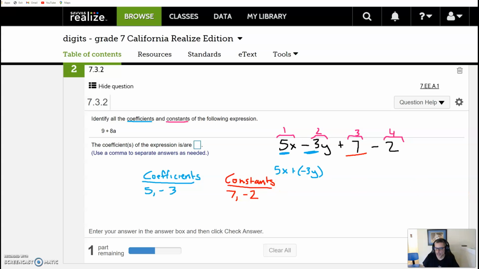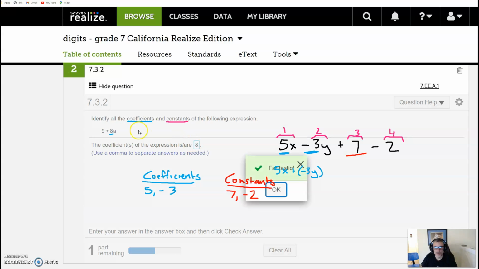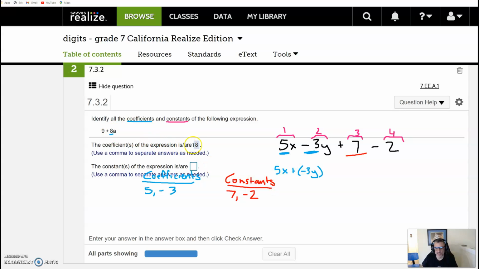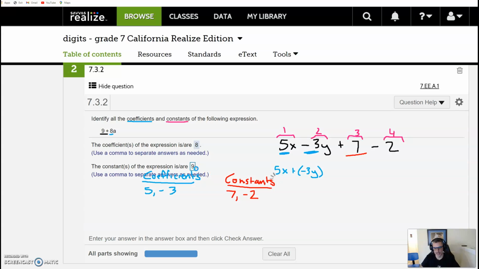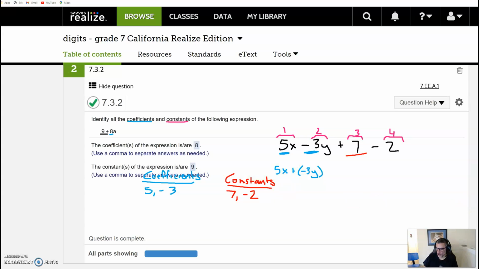Now, let's look at the example they give us. The first thing they want is the coefficient. Coefficient is the number being multiplied by the variable. There it is. So that's going to be an 8. You might have more than one. Notice it says use commas. So if you have more, like I did here, then you would put 8, comma, and then whatever the other ones are. The constant of the expression, well, that's just the plain old numbers. So again, looking at mine, the only plain old ordinary number is 9. Got it. All right, moving right along. Let's take a look at number 3.